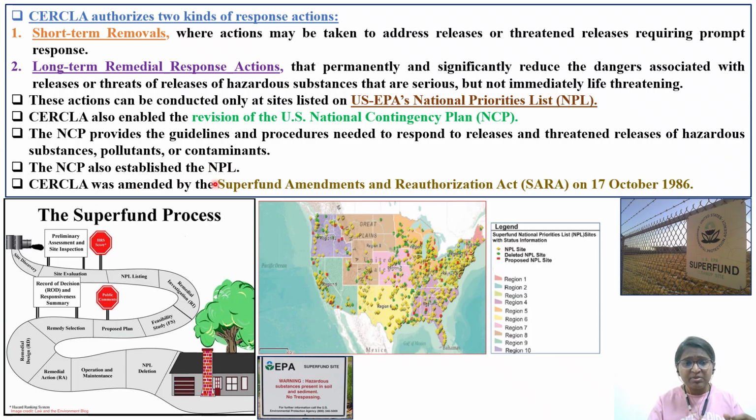The NCP also established the NPL, that is the National Priorities List. Another point: CERCLA was amended by the Superfund Amendments and Reauthorization Act on 17th October 1986.